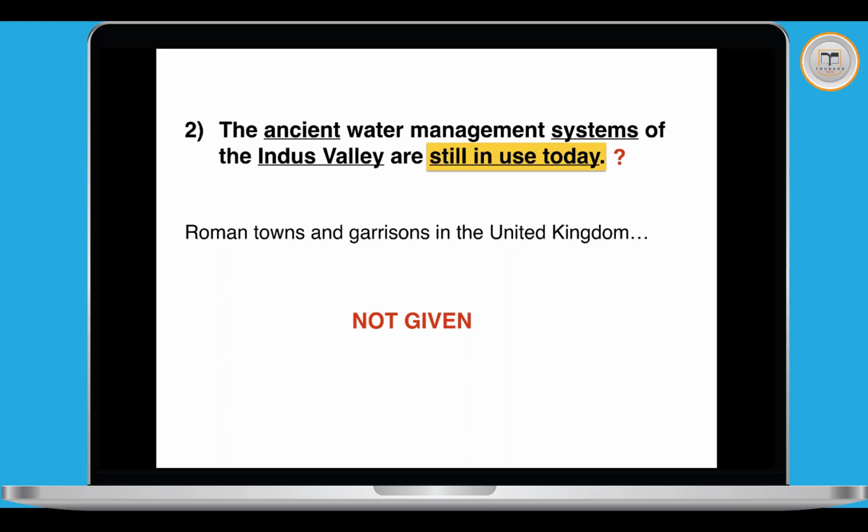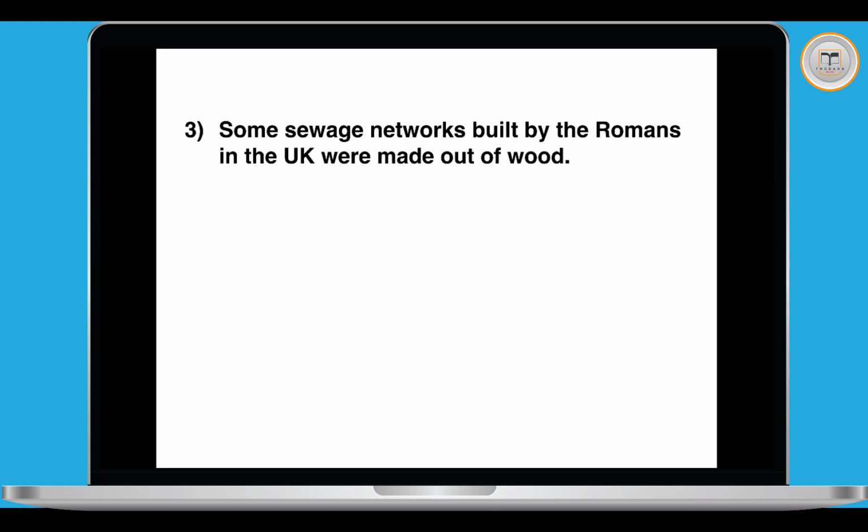But for today, we'll leave it there. Not given is the correct answer for number 2. Let's move on to number 3. Some sewage networks built by the Romans in the UK were made out of wood. The keywords I'm underlining: Romans in the UK, sewage networks again, and made out of wood.